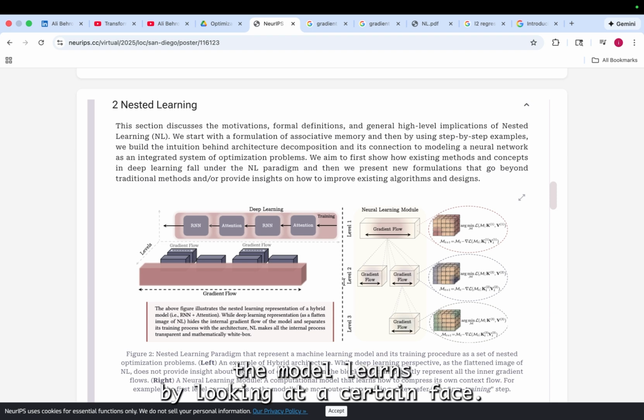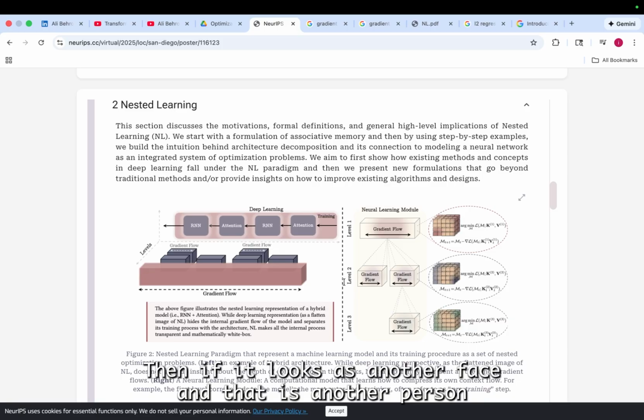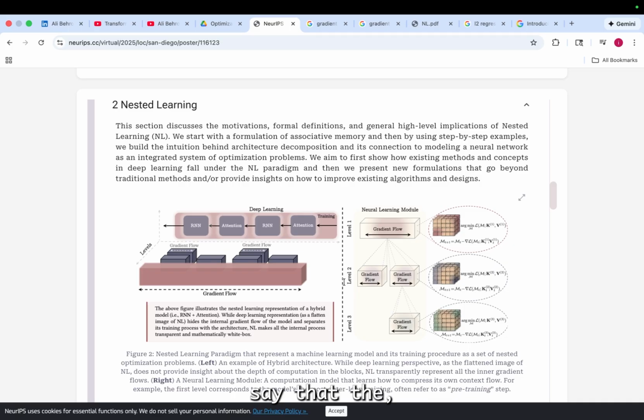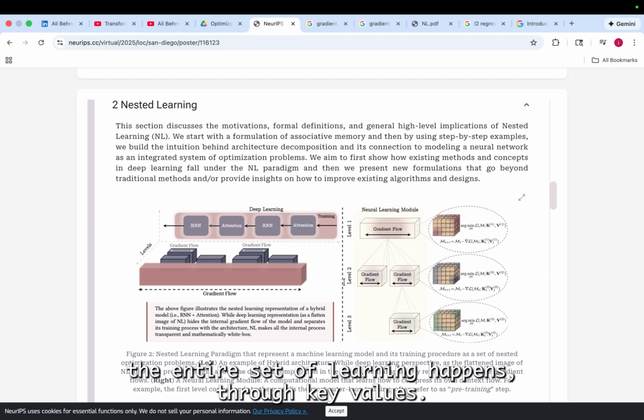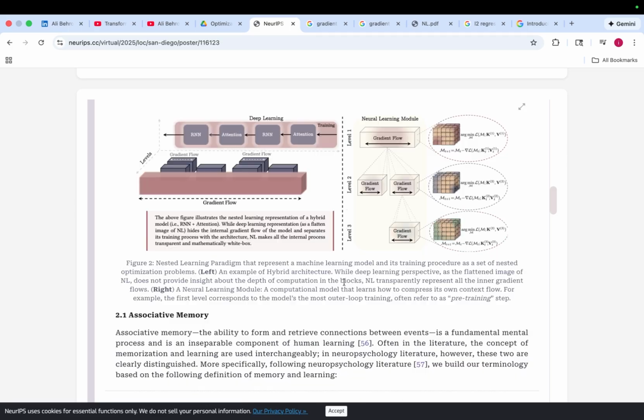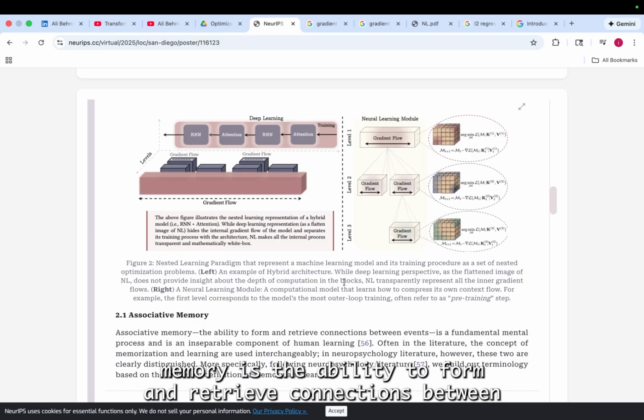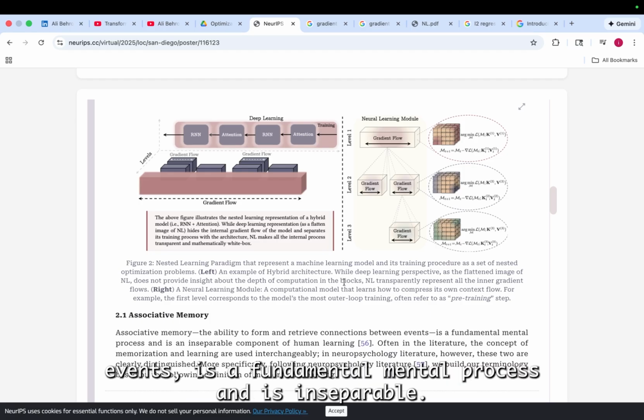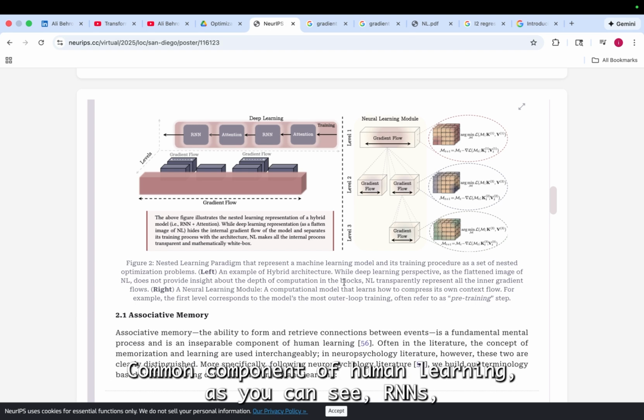the model learns by looking at a certain face, this is this person, and if it looks at another face, and that is another person, and so on, we are able to say that the entire set of learning happens through key values, right? So associative memory is the ability to form and retrieve connections between events. It's a fundamental mental process and is an inseparable, common component of human learning.